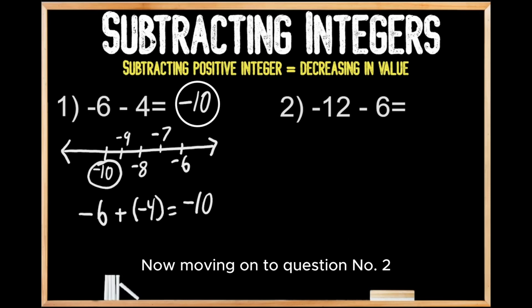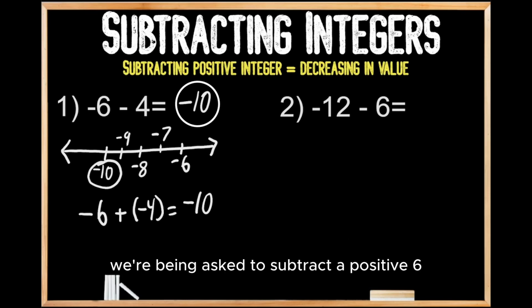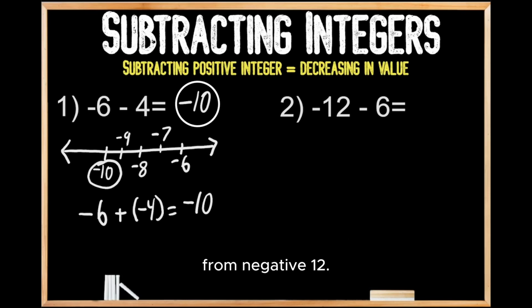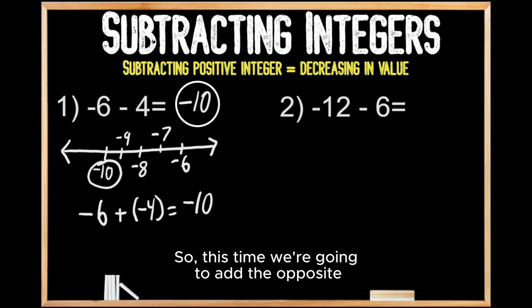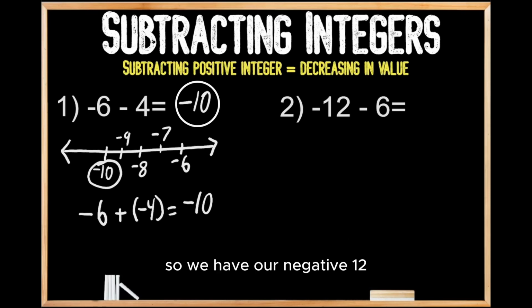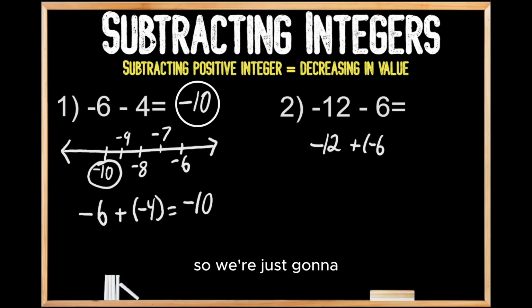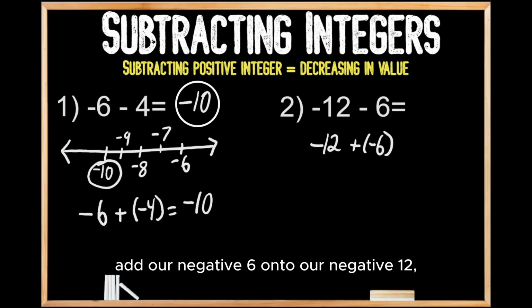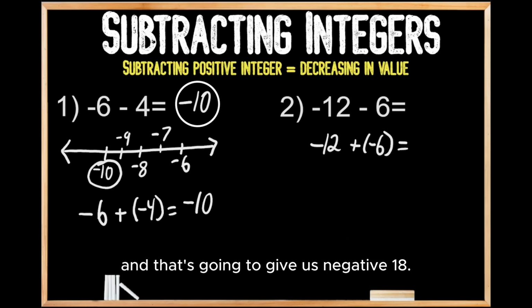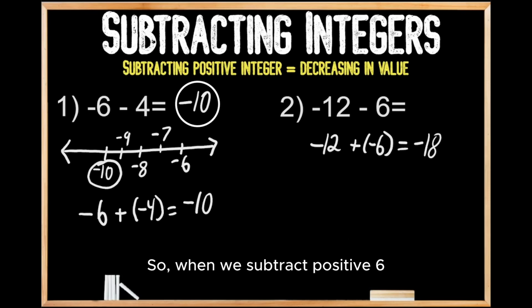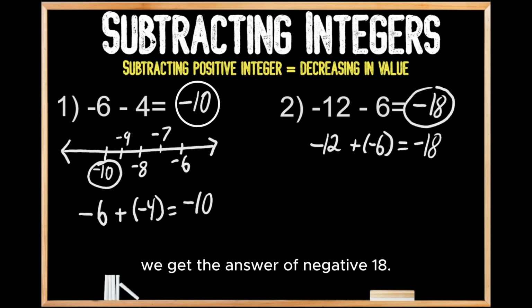Now moving on to question number 2, where this time we're being asked to subtract a positive 6 from negative 12. So this time we're going to add the opposite. So we have our negative 12, and then we're going to add the opposite of positive 6. Well, that's negative 6, so we're just going to add our negative 6 onto our negative 12. And that's going to give us negative 18. So when we subtract positive 6 from negative 12, we get the answer of negative 18.